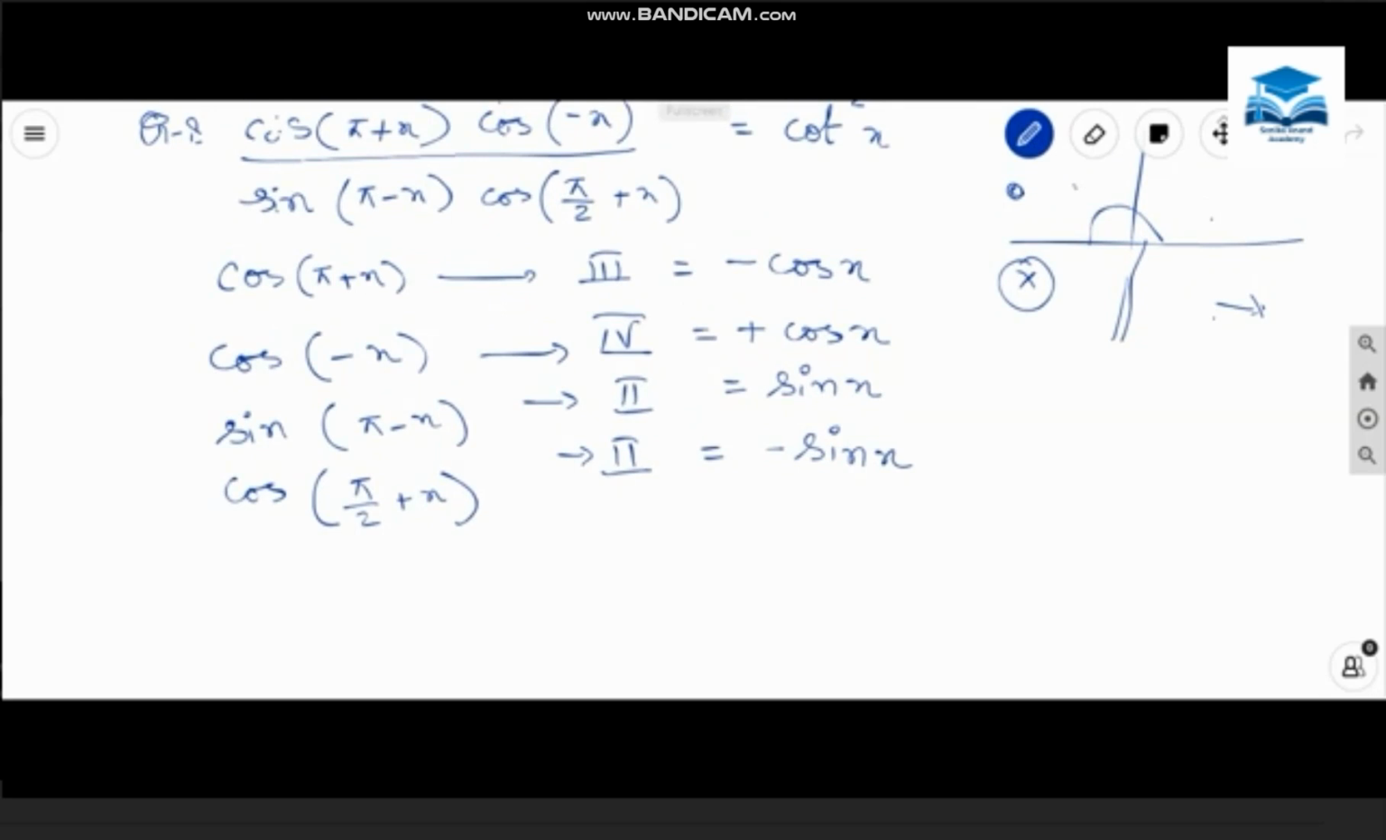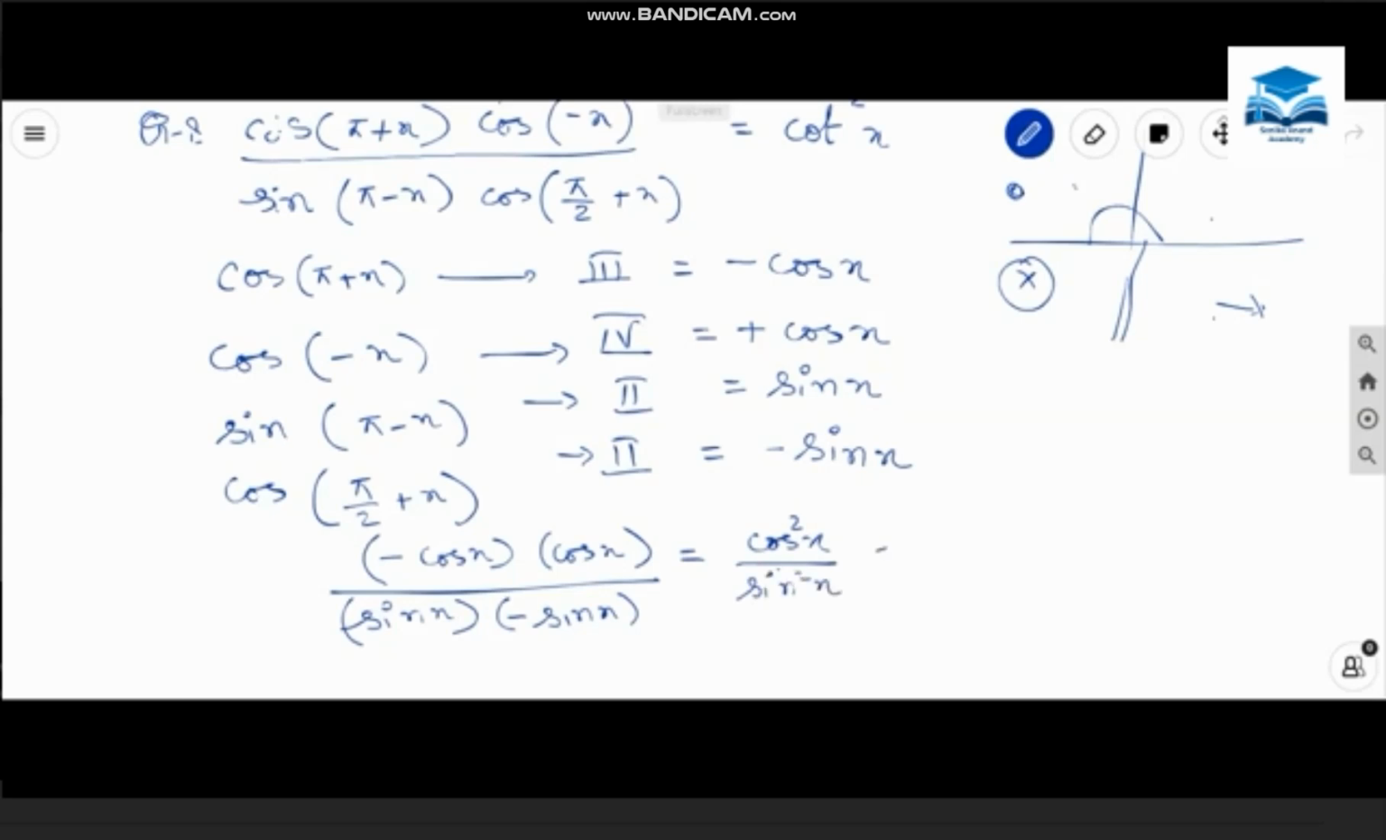So we have minus cos x into cos x upon sin x into minus sin x, which is equal to, the minus minus get cancelled, cos square x upon sin square x, which is equal to cot square x. Proved.